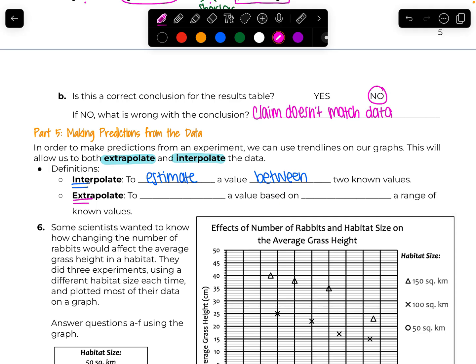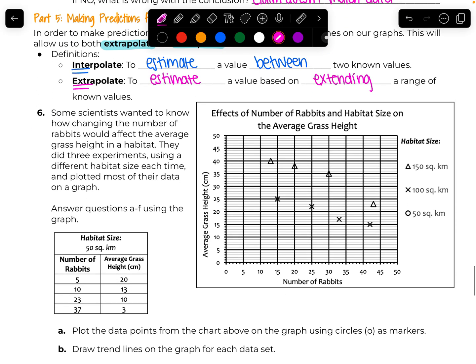Extrapolate, prefix extra, means literally like extra on top of, right? So this would be to estimate a value based on extending a range of known values. So if I've got some decent data, I can extend my range of known values in order to make further predictions. So you're going to practice this skill by using number 6.